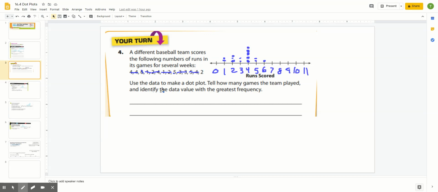All right, so use the data to make a dot plot. We already did that. How many games the team played and identify the data value with the greatest frequency. All right, it's very nice to see that. There's a name for that in data analysis terms, and that is called the mode. The easiest way to remember that is it's the number that appears the most. Appears the most, not is the most, appears the most. All right, so it's 4.